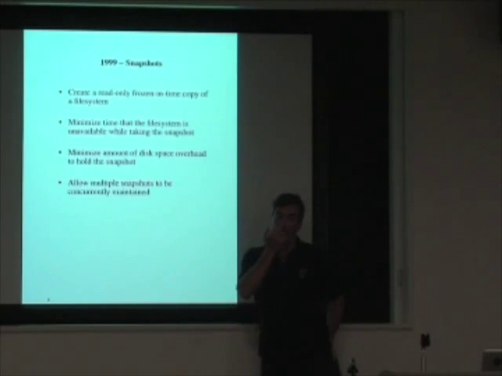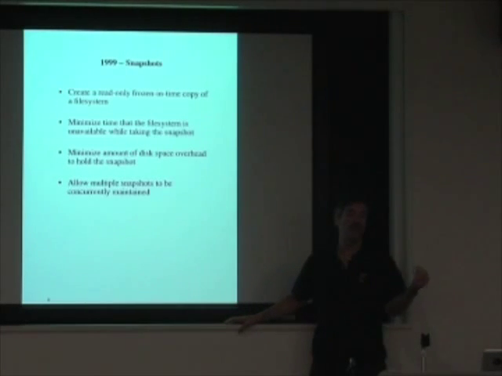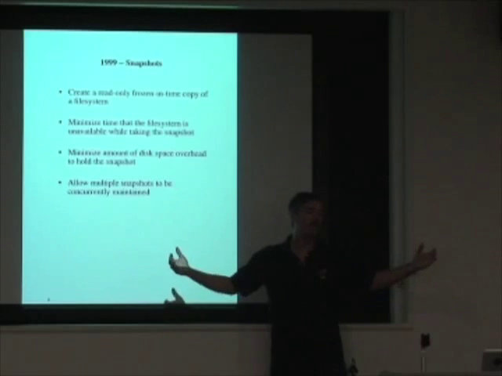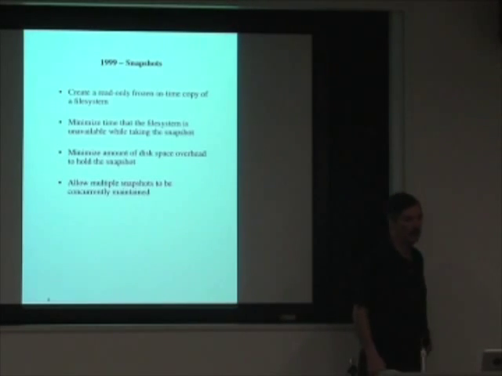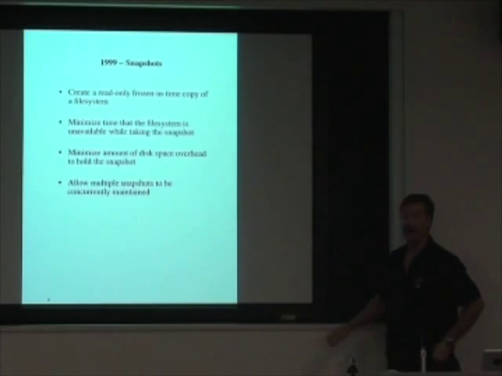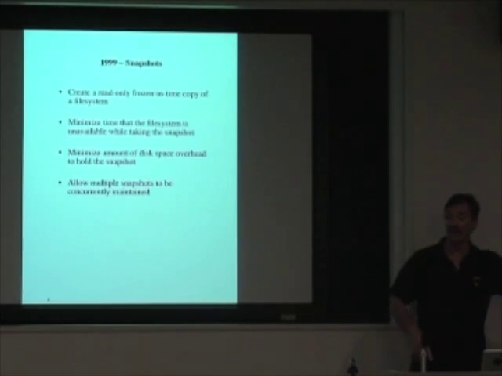We want to minimize the amount of overhead for a snapshot, so the base overhead is very little. Of course, as you start making modifications, the copy on write data can grow dramatically, but that's a function of how much you're using the file system. And you also want to have something that's efficient enough that you can have multiple snapshots. So in particular, if a copy on write operation is done, we'll just do one copy on write, and then that copy will be available to all the snapshots that need it. We don't have to do a copy per snapshot.